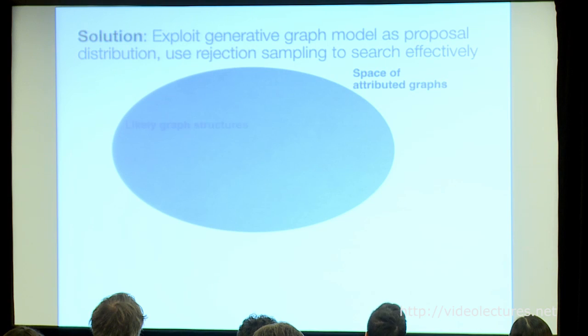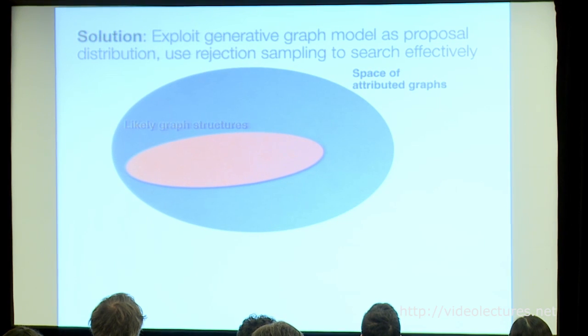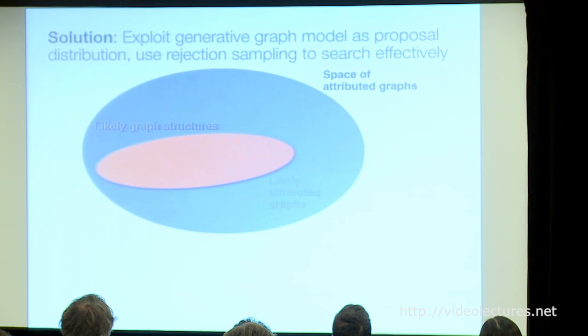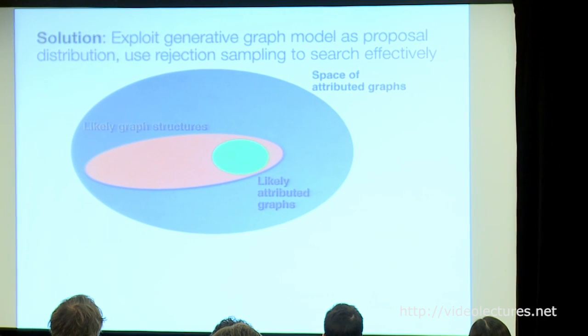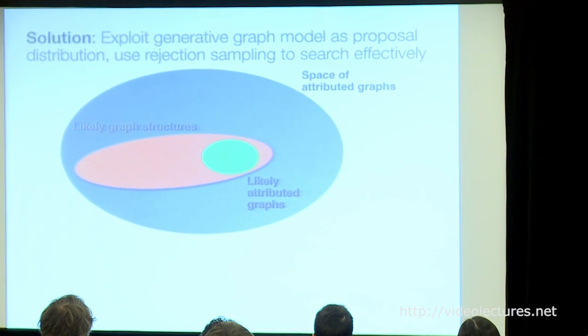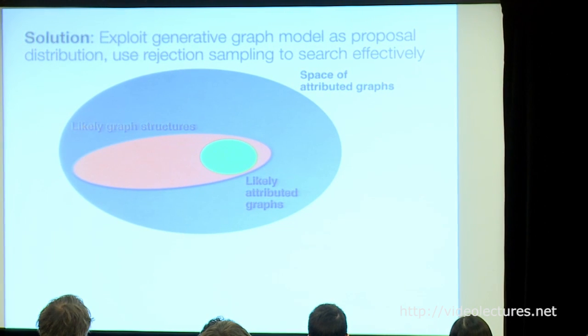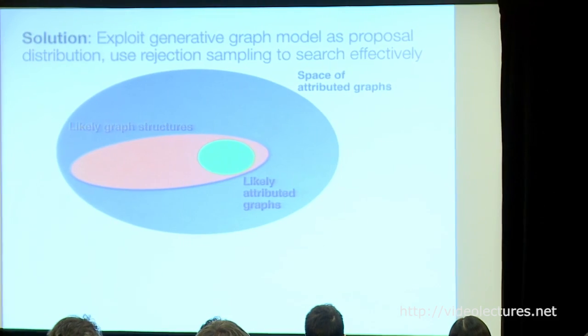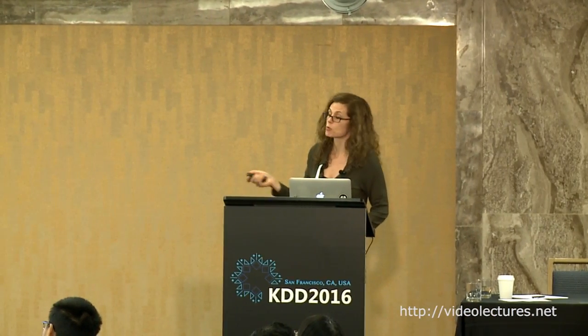But inside that is only a relatively small slice of things that are going to be likely graph structures. And then inside of that, there's some small region of graphs with attributes that are likely to happen. So what we're going to use is the generative graph models to get us a sample from inside this red circle, and then we can accept or reject to get ourselves inside that green circle, and we can effectively ignore everything in the blue space and come up with a more effective sampling procedure.